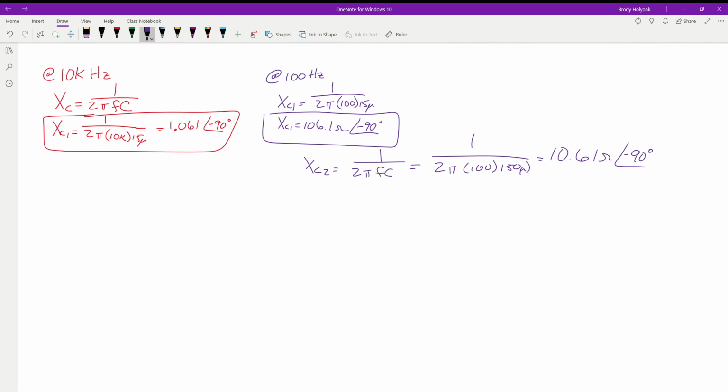Okay, so now that we got X of C2, what is our capacitive reactance total? 0.7 what? At negative 90. That's also the impedance total because that's all we have in the circuit. Okay? Current total. Capacitive reactance. How much? 85.68 milliamps.